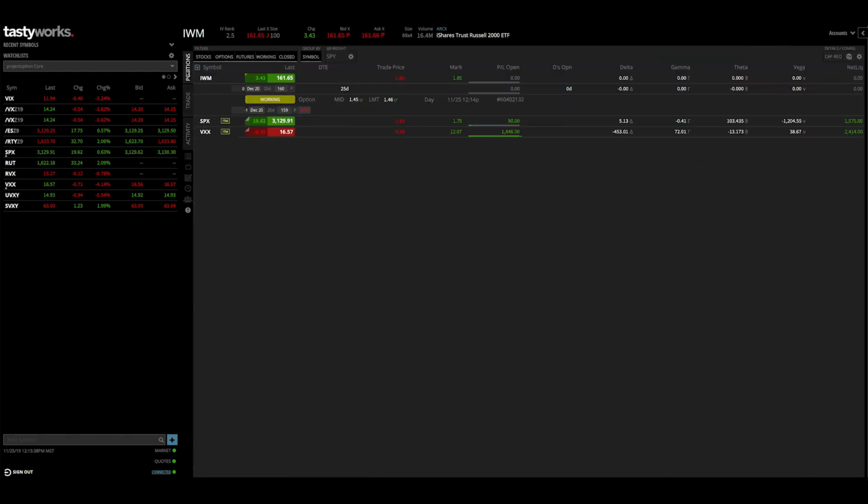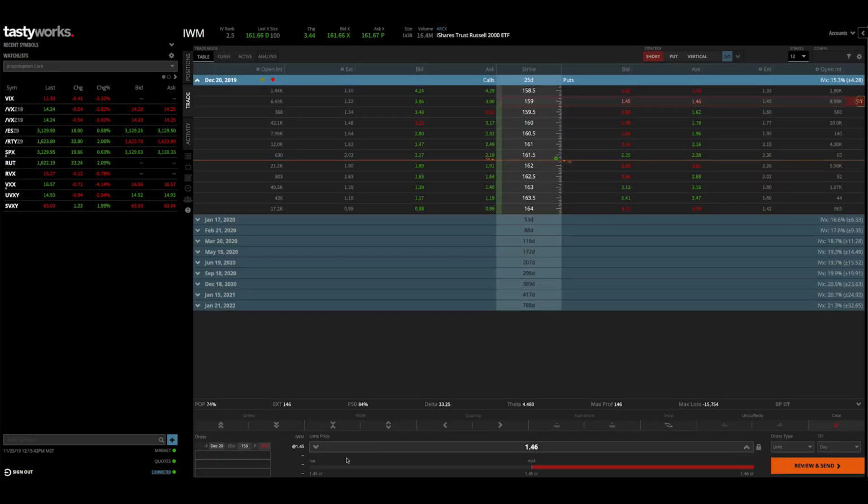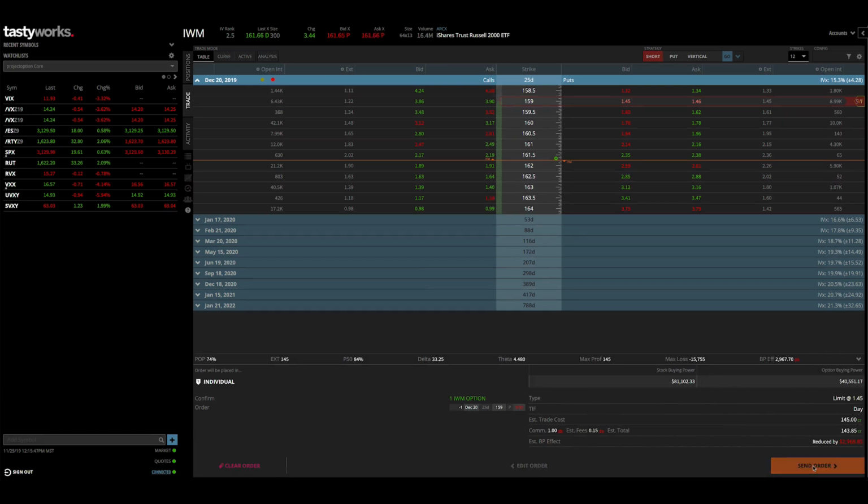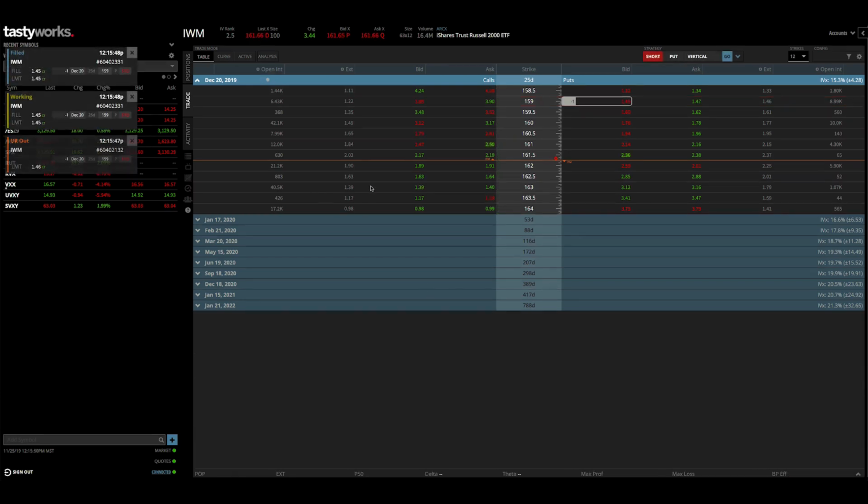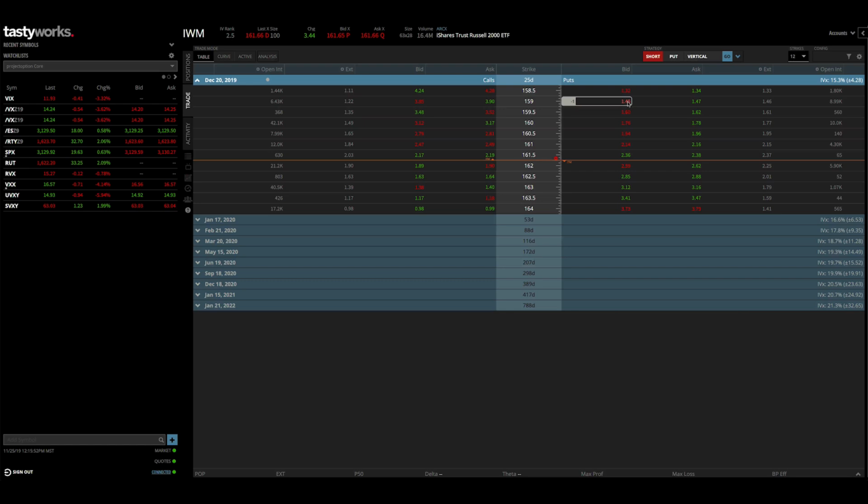So I'm going to go to positions. I'm going to right click on this working order. I'm going to hit replace. I'm going to decrease the price to $145, review and send order, and now I have been filled on this trade for $1.45.